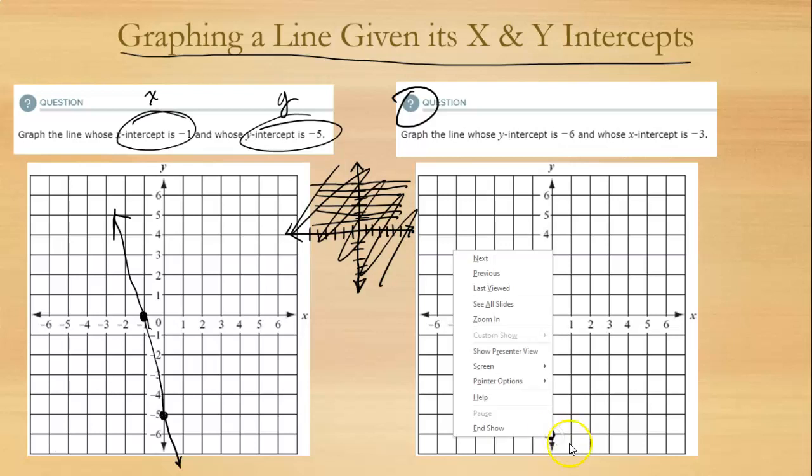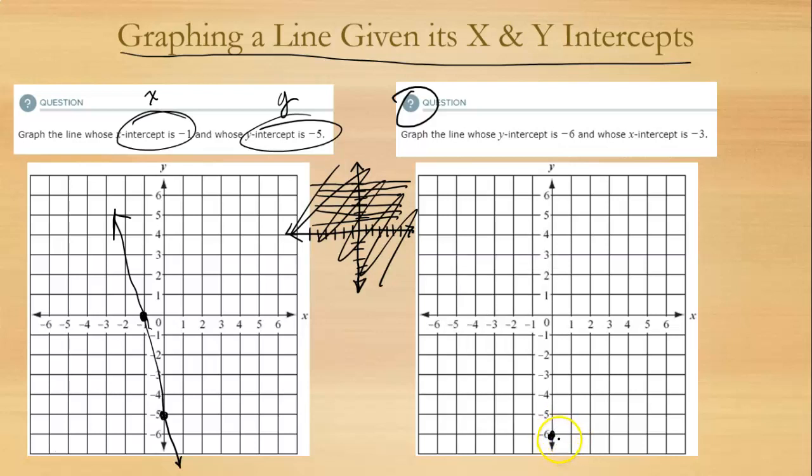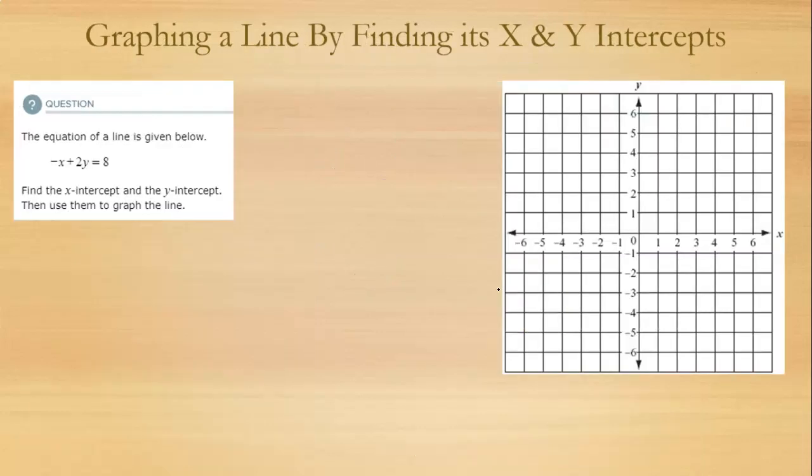You should have put your y-intercept at -6 on the y-axis and your x-intercept at -3 on the x-axis. The most common mistake that people make is to get these backwards. Just because this number came first didn't mean it went on the x-axis. It says the y-intercept is -6, so there should have been a dot here. Then you should have connected those with a line with your arrows on each end.